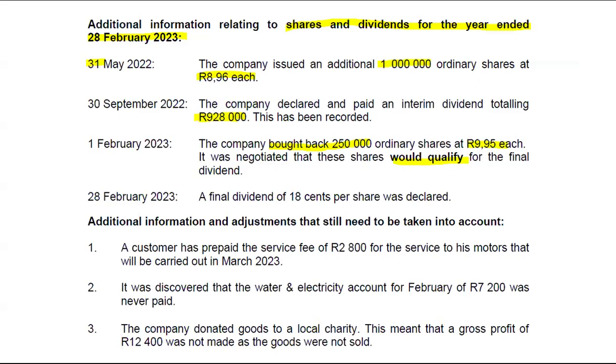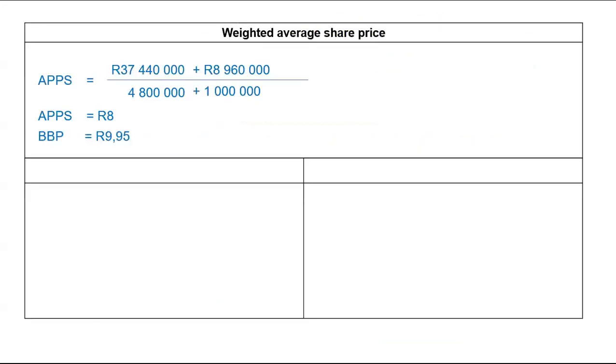Let's move on. On the 28th of February, which is the last day of our financial year, we declared a final dividend of 18 cents per share. I need you to go back to the 1st of February where they say those 250,000 shares that were bought back, those shareholders, qualify for final dividend. So we don't subtract them. So number of shares issued will be number of shares at the beginning of the year of 4,800,000. You add it with the new shares that were issued, which was 1,000,000. You don't subtract the 250,000 because they qualify for final dividends.